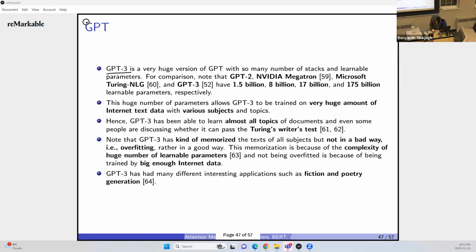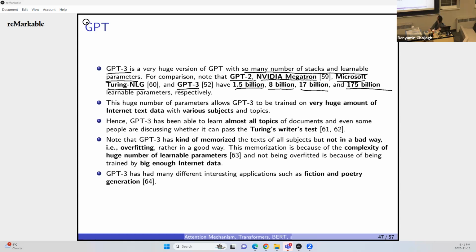GPT-3 is a very huge version of GPT, with so many stacks and learnable parameters. For comparison, let's compare them. GPT-2 has 1.5 billion. NVIDIA Megatron has 8 billion parameters. Microsoft Turing NLG, these are NLP models from different companies, has 17 billion. GPT-3 has 175 billion parameters. That's why ChatGPT works very well.